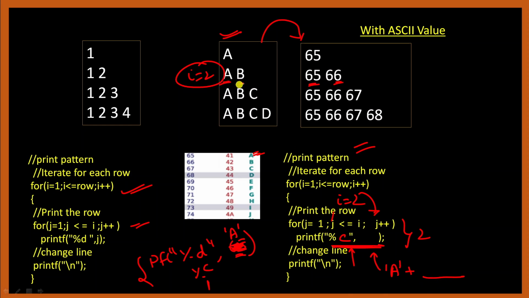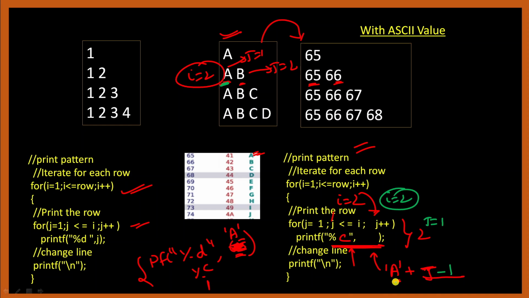For j equal to 1 I should get this, and for j equal to 2 I should get this thing. For j equal to 1 I'm saying A plus, what should I add here? So I will write A plus j minus 1. Let's see how this works. For I equal to 2 and j equal to 1, A should be printed first.